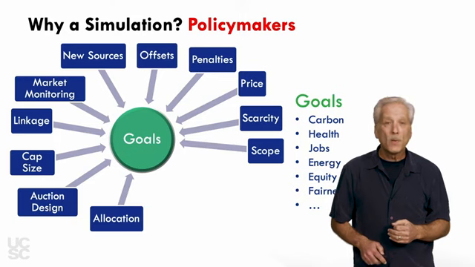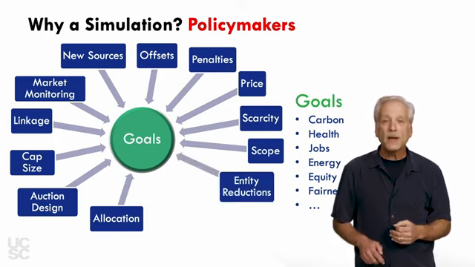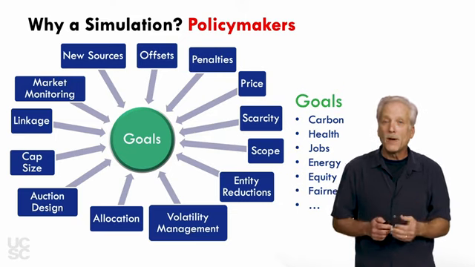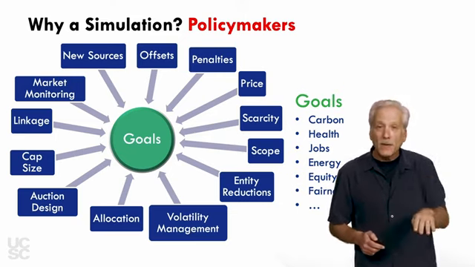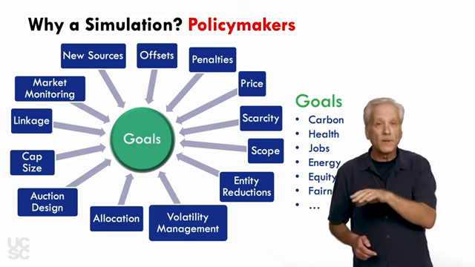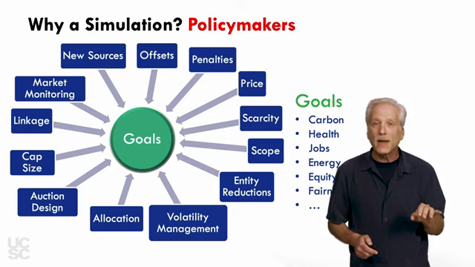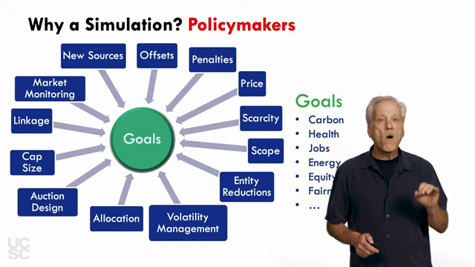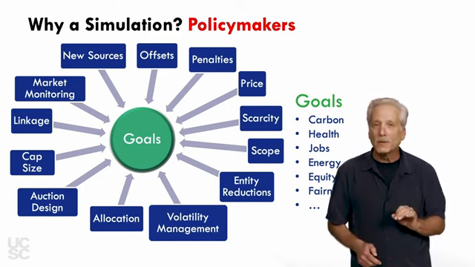So the scope of the program: who's included in this cap-and-trade program, which sectors are included, and what kind of reductions are going to be required from the different sectors that are included. And we also probably want to think about volatility management, which means how are we going to monitor and keep prices from wildly fluctuating over time. These are some of the parameters that you're going to be thinking about when you design a cap-and-trade program as a policymaker. There are a number of others. All of these parameters can be adjusted in the carbon simulation that you're about to experience.